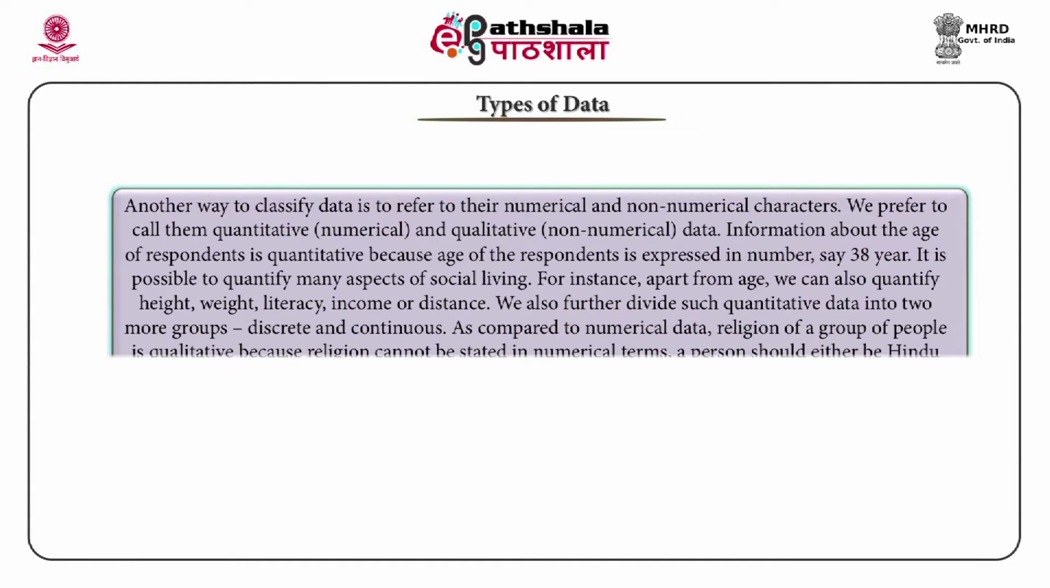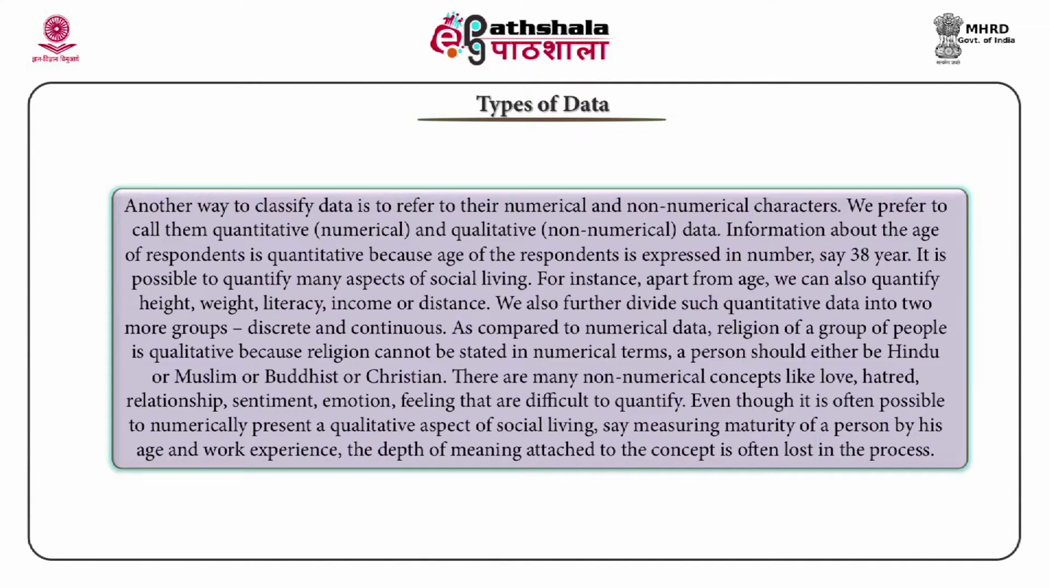Another way to classify data is to refer to their characteristics, like numerical or quantitative and non-numerical or qualitative. Information about the age of respondents is quantitative because age is expressed in number, say 38 years. It is possible to quantify many aspects of social living. For instance, apart from age, we can also quantify height, weight, literacy, income, or distance. We also further divide such quantitative data into two more groups, continuous and discrete.